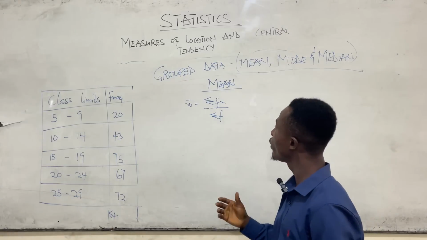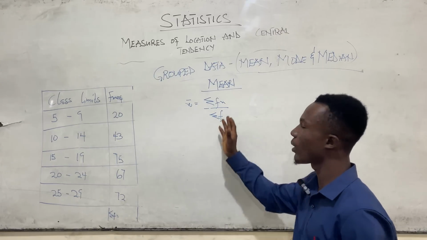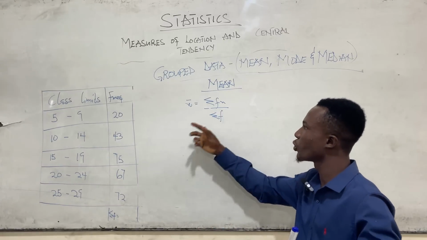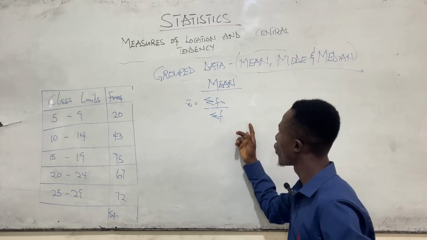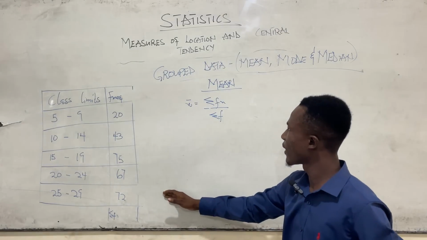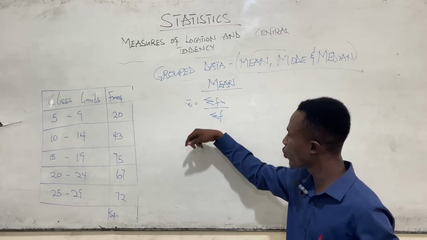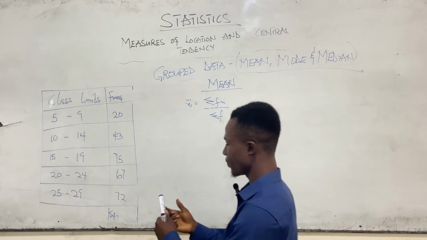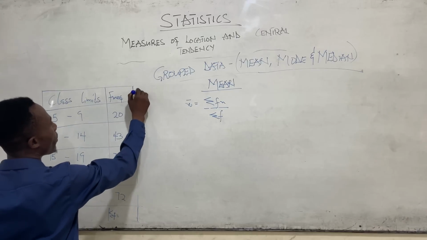If only you remember the formula, everything is going to be okay, because the formula will tell you what to do. The formula is telling you to find x, because you don't have x from the table. So starting from the right-hand side, you have to calculate x, then next f, and you move towards the summation. So now let us calculate for x. We know x is the midpoint.